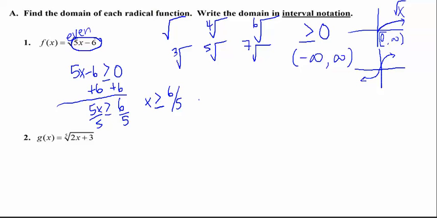But this is not written in interval notation yet. So what we do is, if it's greater than or equal to 6/5, the lowest number graphed would be 6/5. The highest would be positive infinity. We do brackets on 6/5 because it's equal to that endpoint, and we always do parentheses around infinity because infinity is not a true number. So this is the domain of question 1.